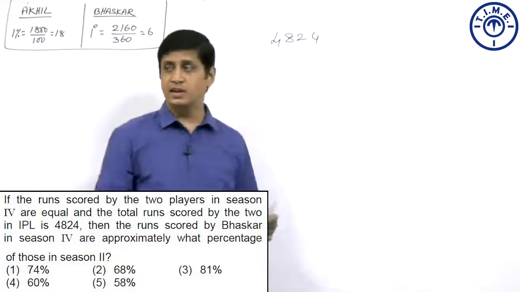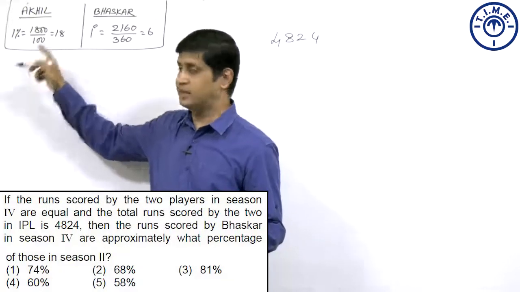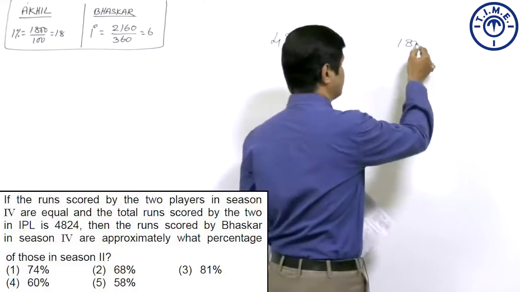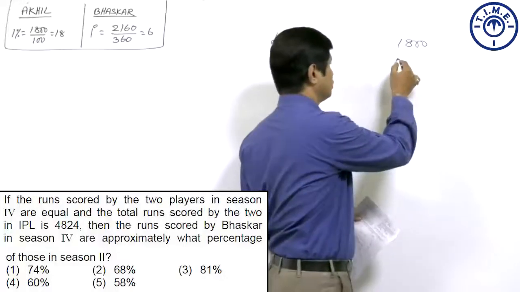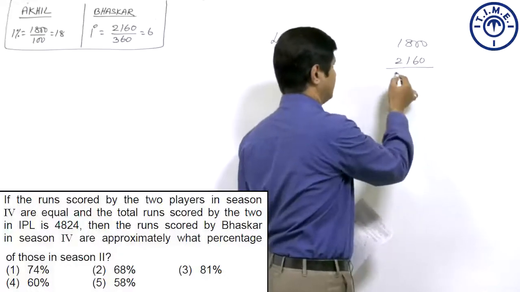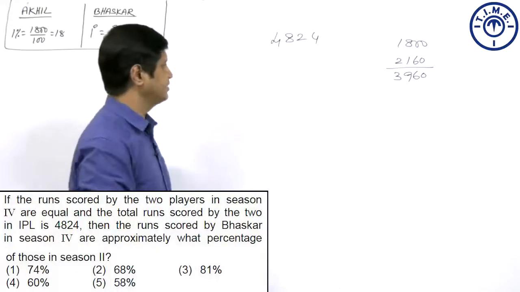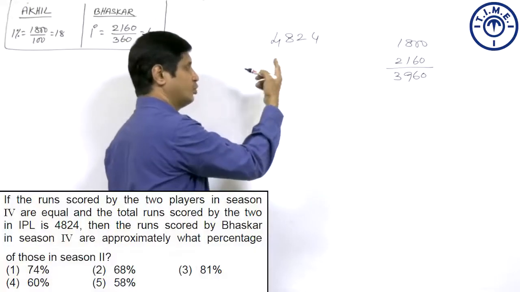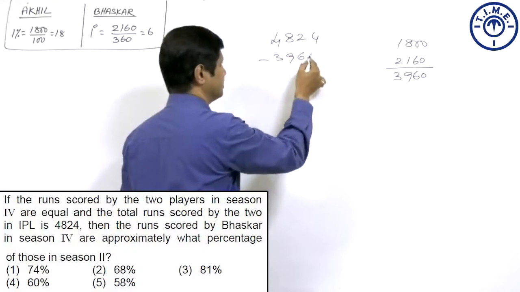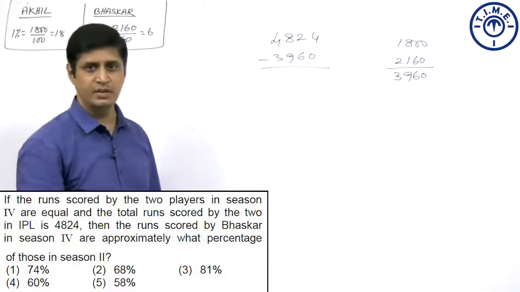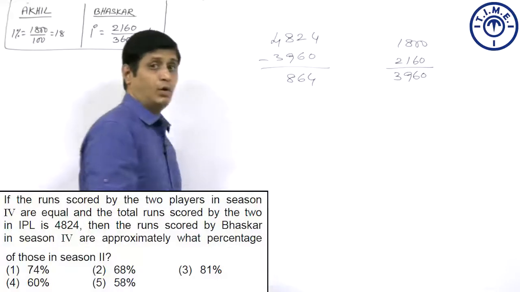Now, what are the scores here? In the Akhil pie chart, if you observe the pie chart given for Akhil, 1800 is the score. So, Akhil scored 1800 in the first 3 seasons. Similarly, Bhaskar scored 2160. Sum of these values is 3960. The first 3 seasons score is 3960. Actually, all the 4 seasons from the 2 players, it is 4824. The difference in these 2 values is the sum of the scores of these 2 players in season 4. What is the difference here? 864.